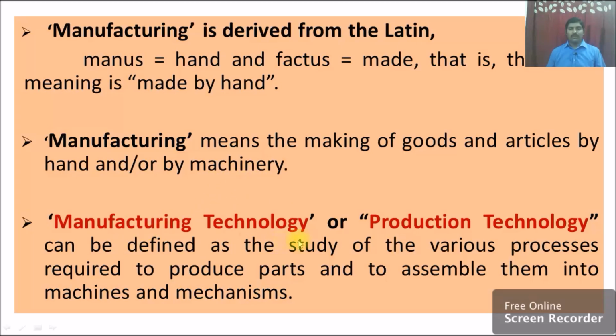Manufacturing technology or production technology can be defined as the study of various processes required to produce a part and assemble them into machines and mechanisms. It is called manufacturing technology or production technology.